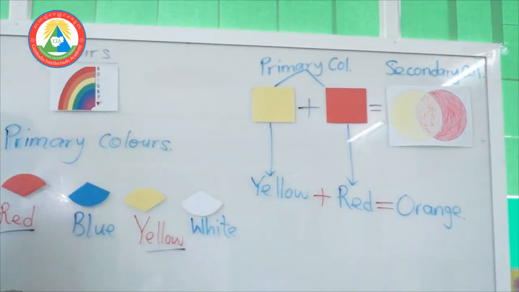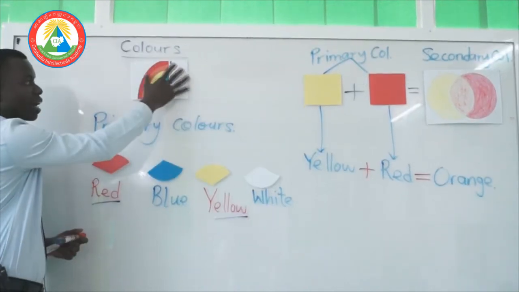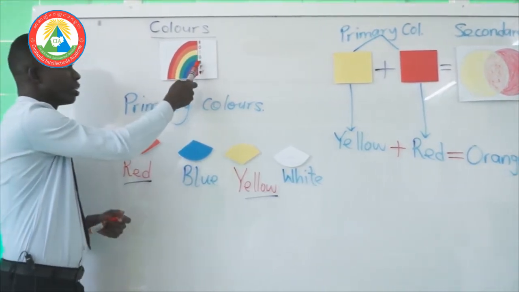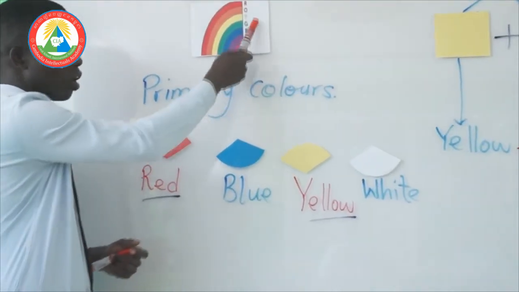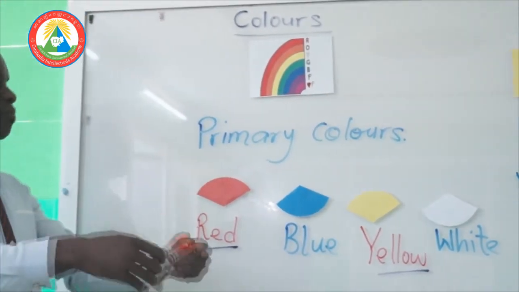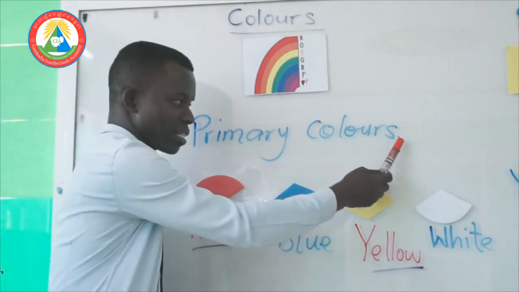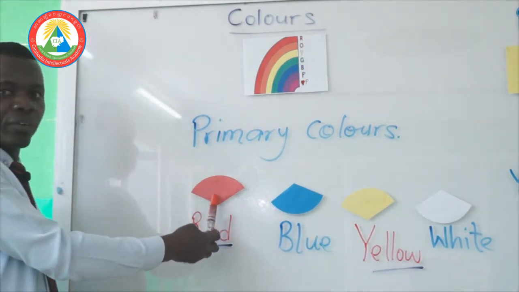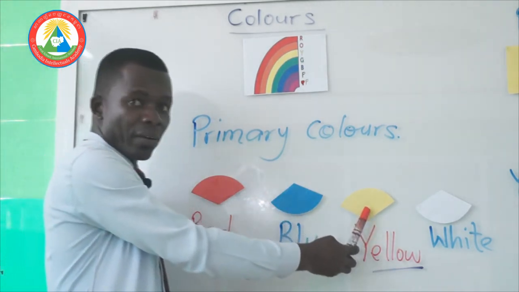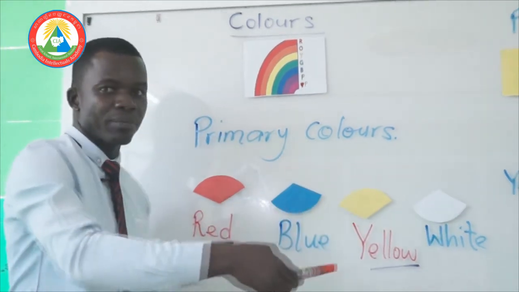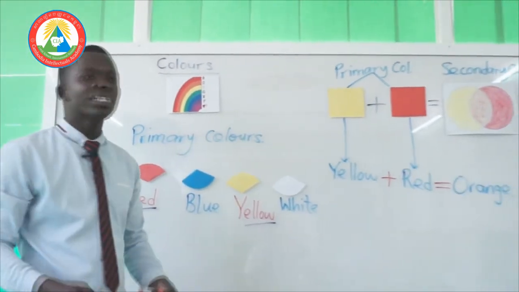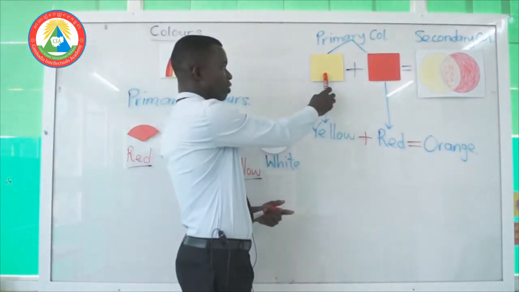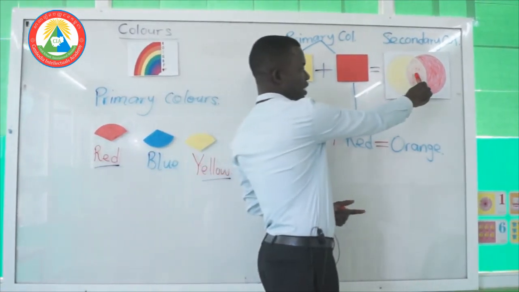Okay, now let's go over the lesson again. So this is colors, and as you see, you have red, orange, yellow, green, blue, purple, and pink. So all of these colors have been grouped, and this is the first part of it, and they are the primary colors. Now let's look at some of the primary colors. So for the primary colors, you have red, blue, yellow, and white. Now to get the secondary color, you have to mix two different primary colors. So here we mix yellow and red, and this is the result.